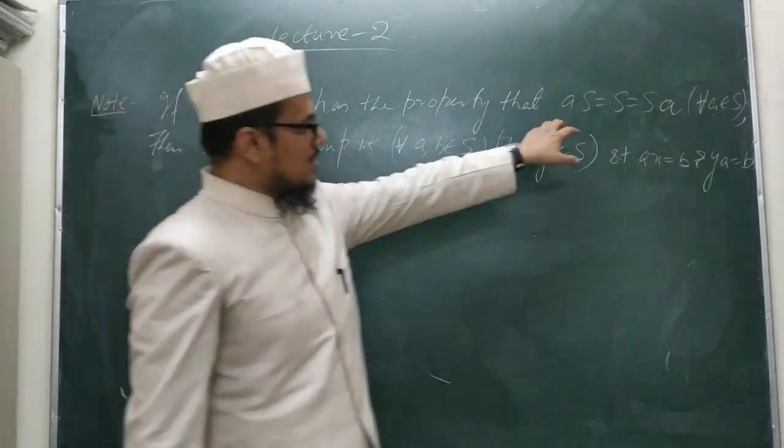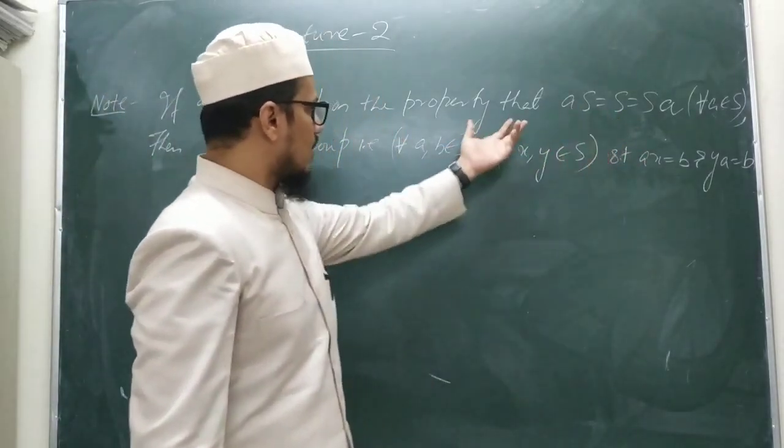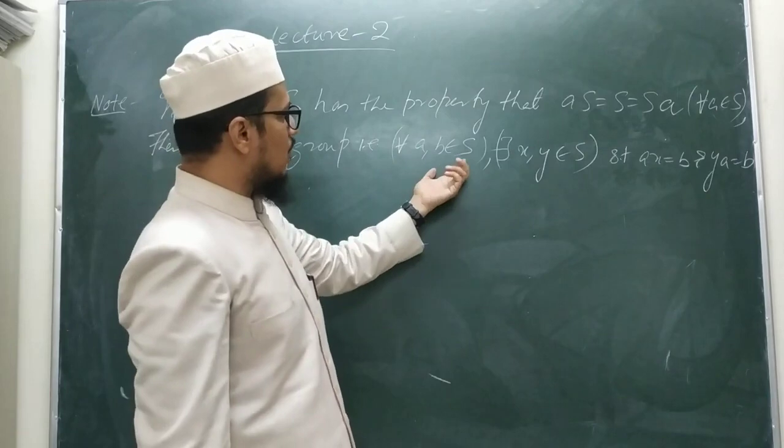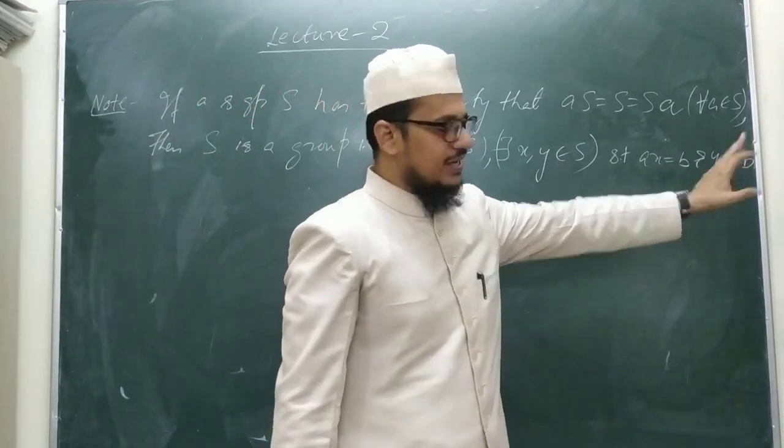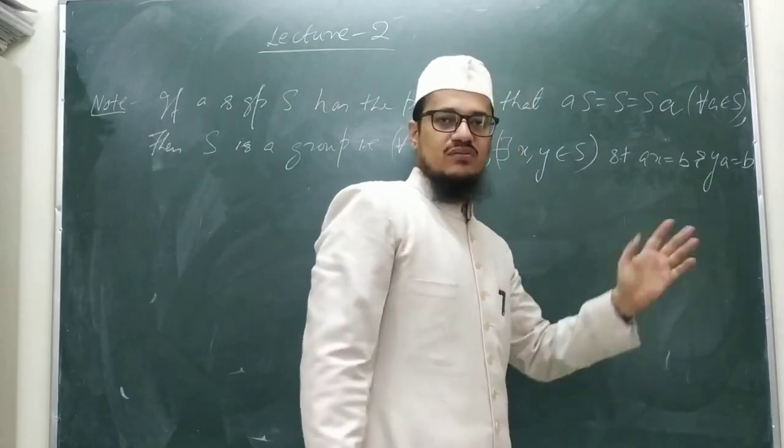So what does it mean? AS is equal to S is equal to SA. It means that for every A, B belongs to S, there exists some X, Y belongs to S such that AX is equal to B and YA is equal to B.